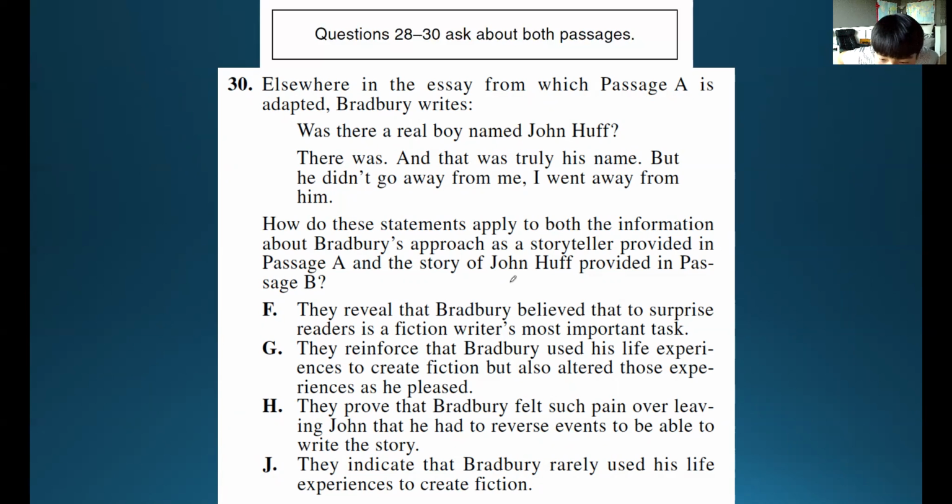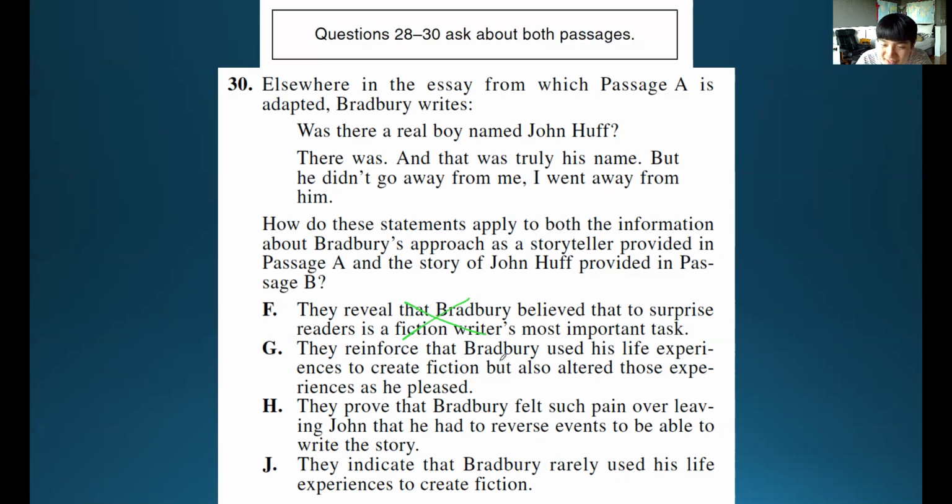So what is the answer to this question? Obviously, he's not telling the truth, right? So let's look at all the answer choices. They reveal that Bradbury believed that to surprise readers is a fiction writer's most important task. No, he's lying. He's not surprising readers.